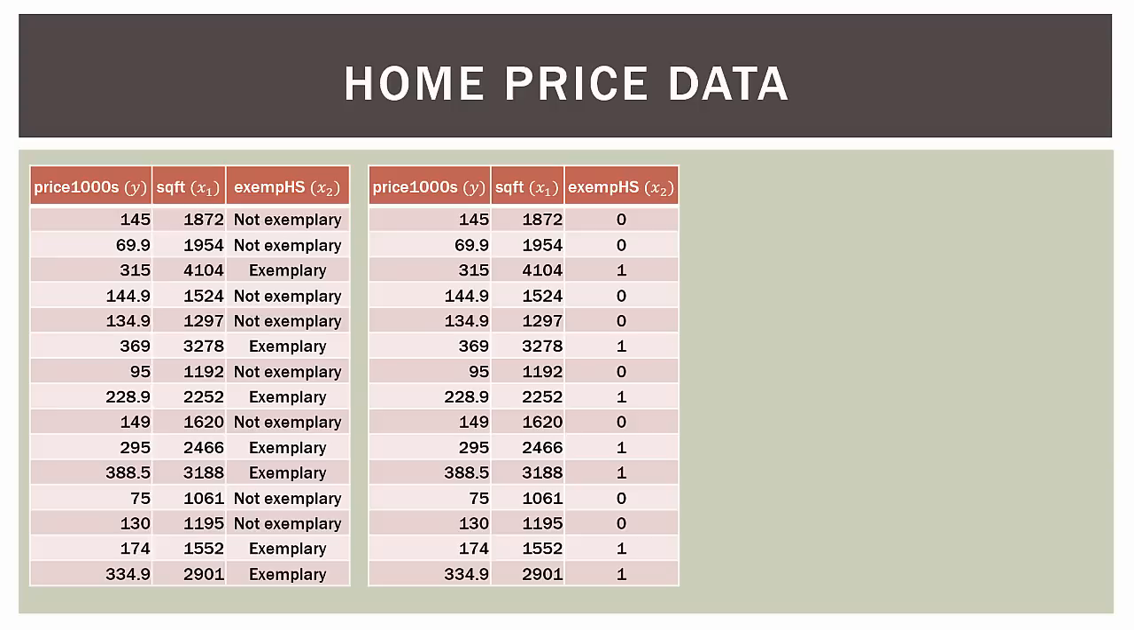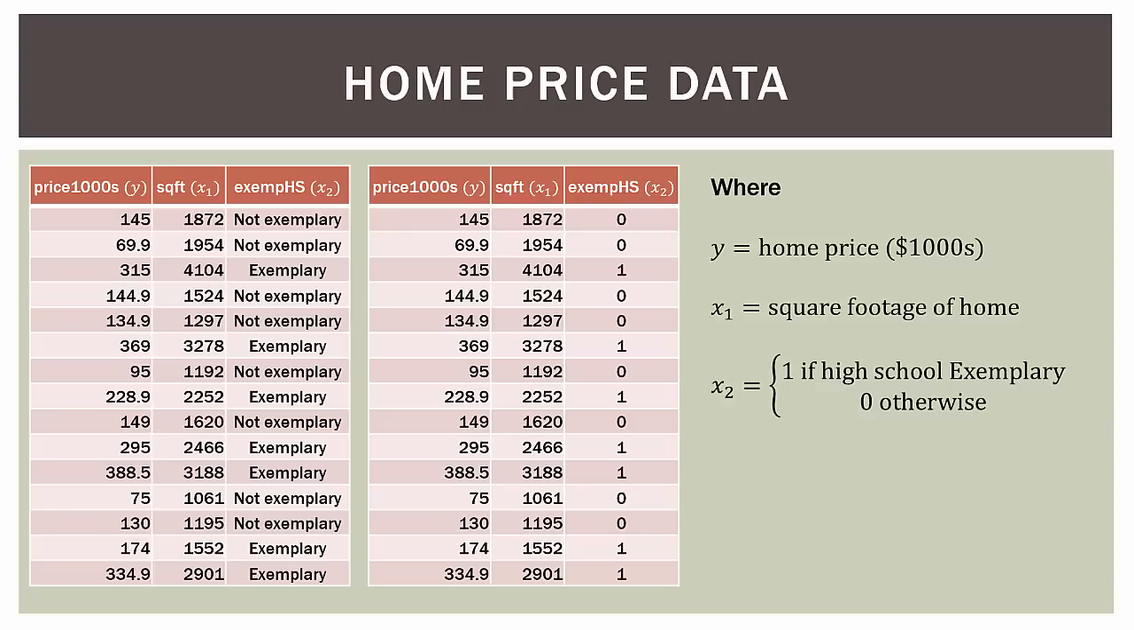So here, y is the home price in thousands, x1 is the square footage of the home, and x2 is 1 if the high school is exemplary, and 0 otherwise. That's also a common way to write these. So 1 if it's exemplary, 0 otherwise. Because oftentimes, and I'll show you here in a minute, there are more than two categories, so it's best just to put 0 otherwise.